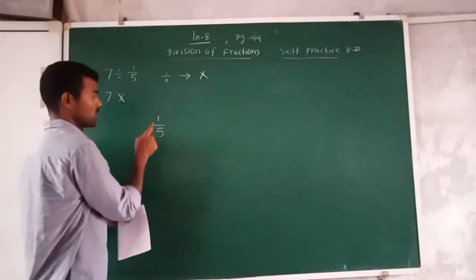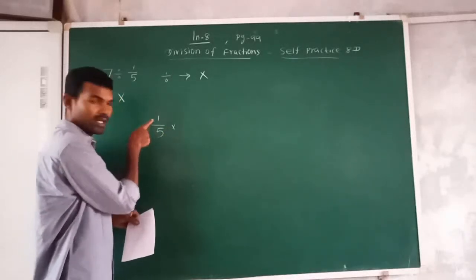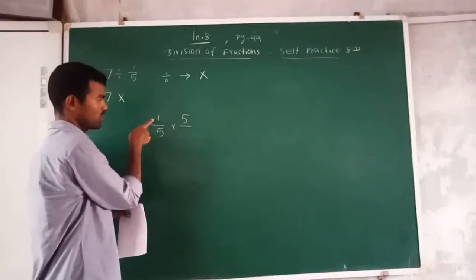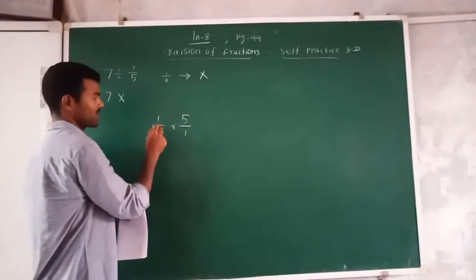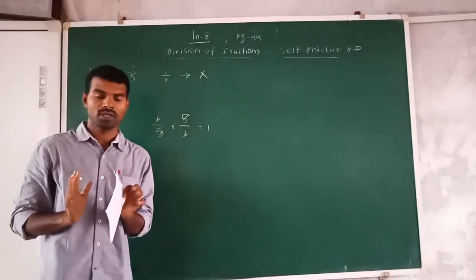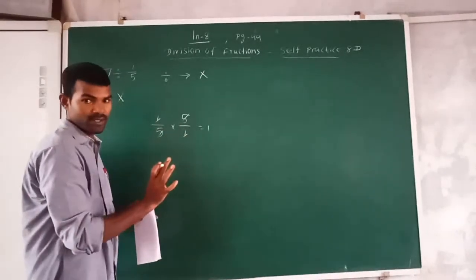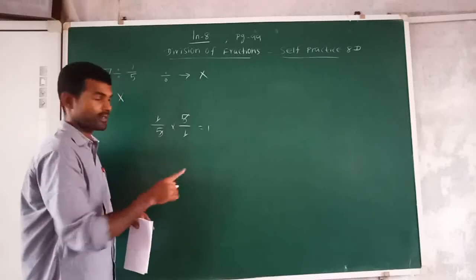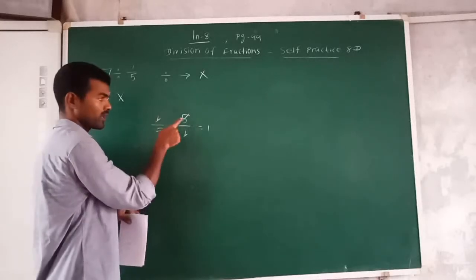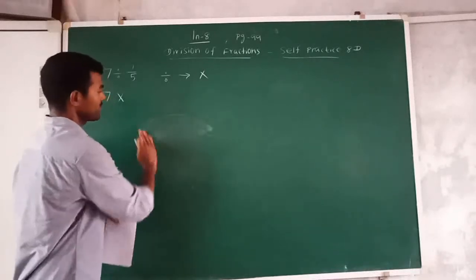That is the reciprocal. 1 by 5, just change the numerator and the denominator. This denominator goes to numerator and the numerator comes to denominator. If you cancel, 5 cancels, 1 cancels, so the answer is 1. Reciprocal means when you multiply two numbers, the answer is 1. So what is the reciprocal of 1 by 5? 5 by 1 is the reciprocal.